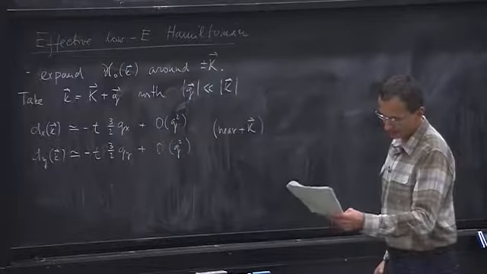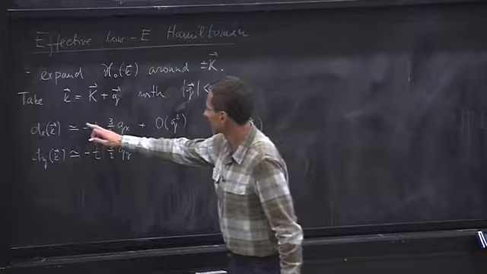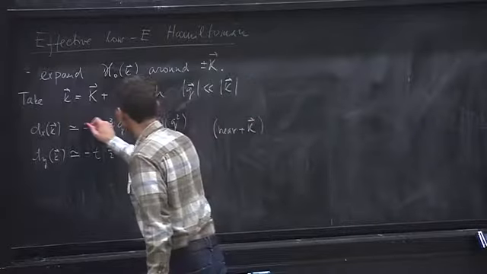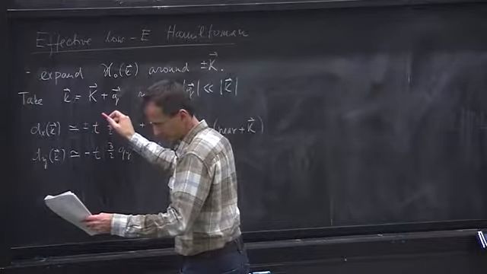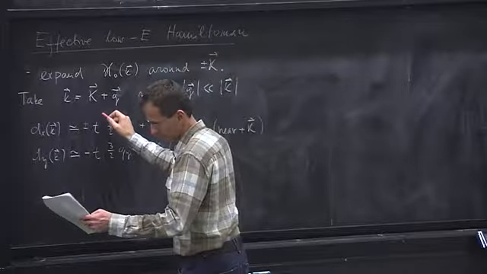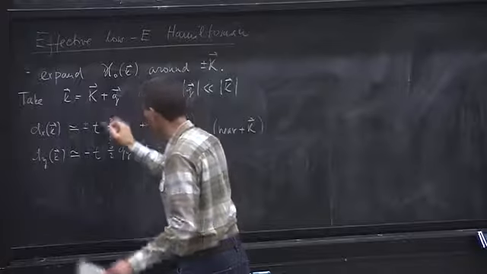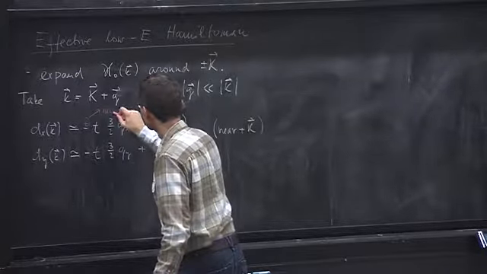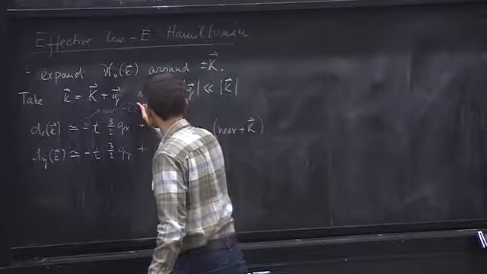When I do the same expansion near minus K, it looks precisely like this, but this sign here is reversed. So let me write a sign here that is plus. And is that true? Yes. And this will be valid near minus K. Okay?